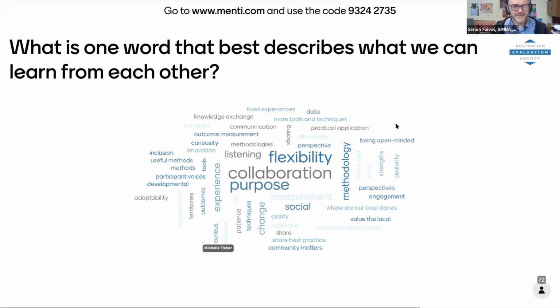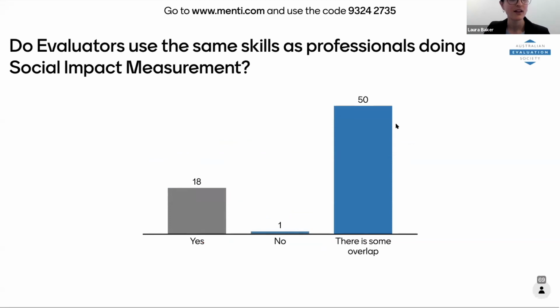Great. And maybe on to the last question. Do evaluators use the same skill sets as professionals doing social impact measurement? So yes, and there's some overlap. Some overlaps coming up quite highly. And as Simon said, that's why we didn't delve too much into what all the different techniques and methods and approaches are, because there's likely to be a lot of similarities, but it's also likely to highlight some of the differences as well, I think. Indeed.